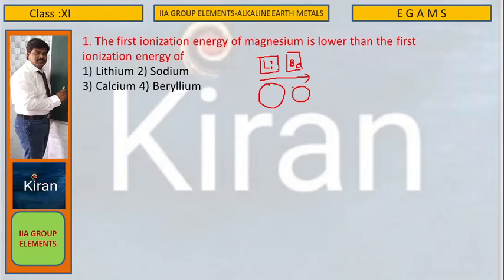The first ionization energy of magnesium is lower than the first ionization energy of which one? Beryllium, after that, magnesium will come. Magnesium atomic size is high. So, which is having lower ionization energy, magnesium or beryllium? In a group, when you go down in alkaline earth metals, the right option is beryllium. Beryllium has higher ionization potential, magnesium is having lower ionization potential.